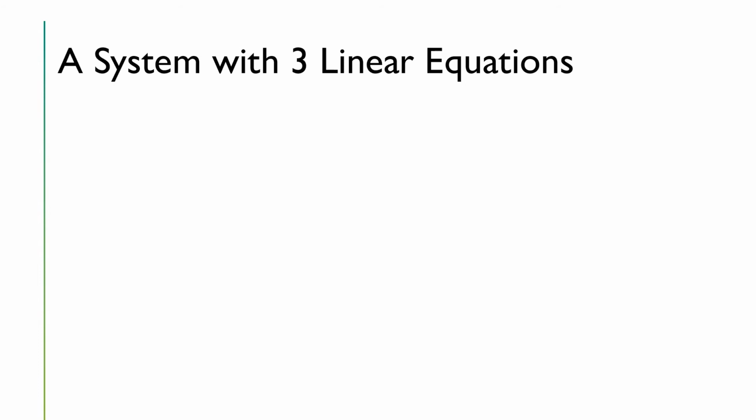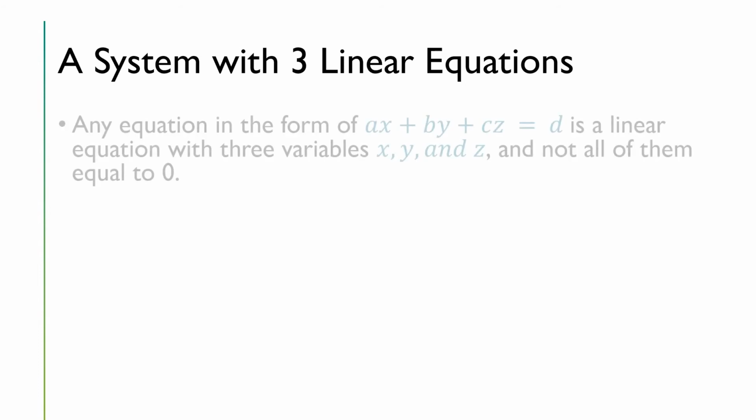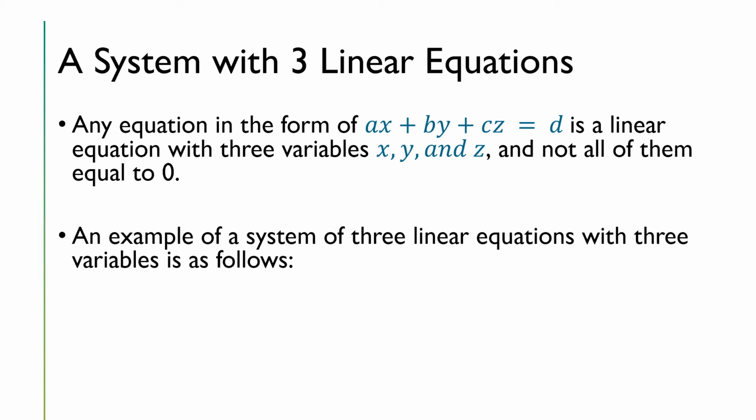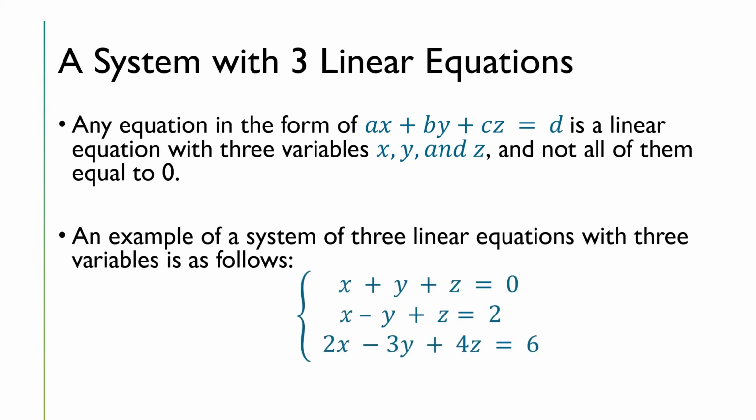A system with three linear equations. Any equation in the form ax plus by plus cz equals d is a linear equation with three variables x, y, and z, and not all of them equal to 0. A system of three linear equations with three variables is something that looks like this.